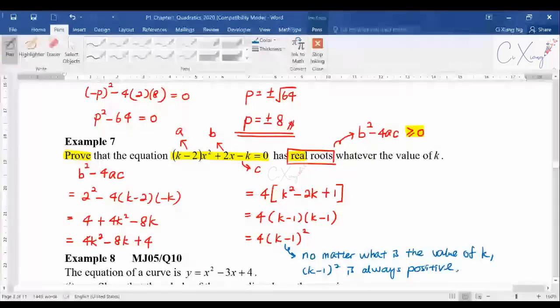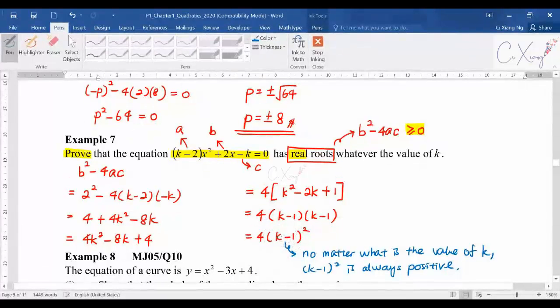Correct or not? No matter whether you put a negative value or a positive value here, as long as the whole bracket is squared, generally you have a positive value. So no matter what the value of k is, this whole thing is positive, which means 4 times (k minus 1) squared is always more than or equal to 0, which is also b squared minus 4ac greater than or equal to 0. Then you can make a conclusion.